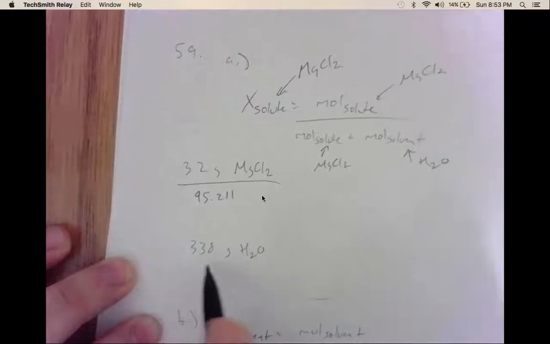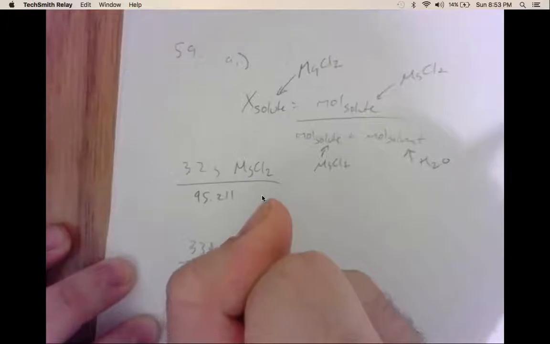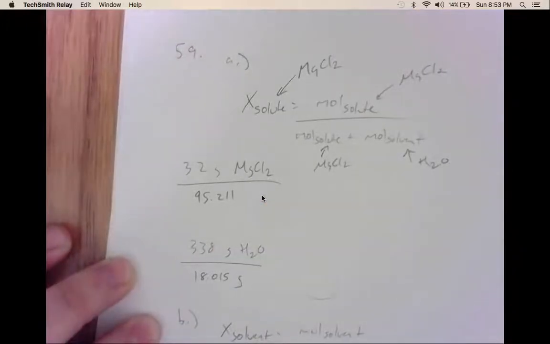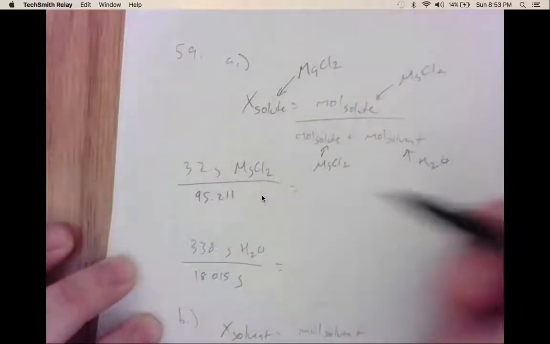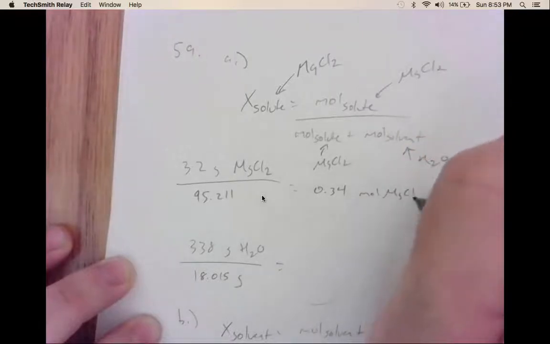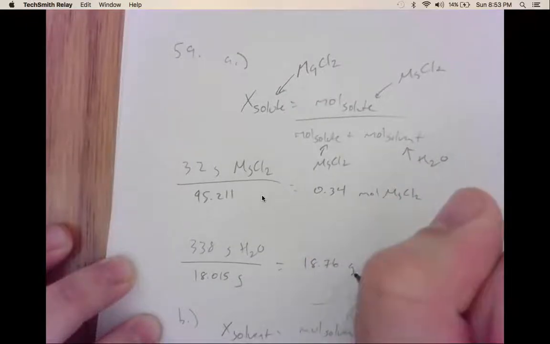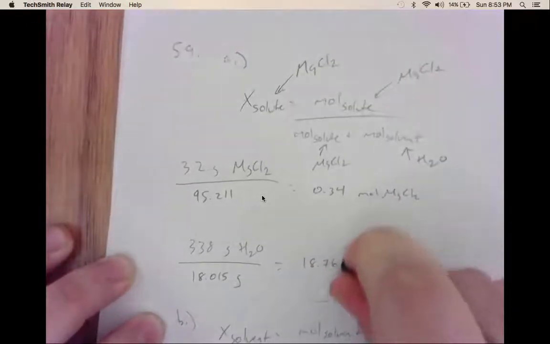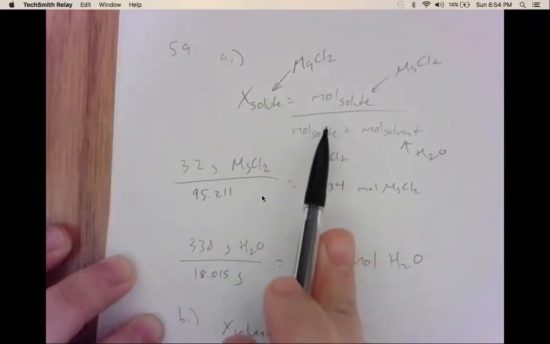We do the same thing for water. We need to divide by the mass on the periodic table. Remember, the mass of water is 18.015 grams. That might be worth writing on your index cards because we use water a lot, and that way you won't have to calculate the mass. When you divide, you find that you have 0.34 moles of magnesium chloride, and that you have 18.76 moles of H2O. Like I said, sorry guys, it's going to be a little crude. I don't have time to remake it since the question was asked really late.